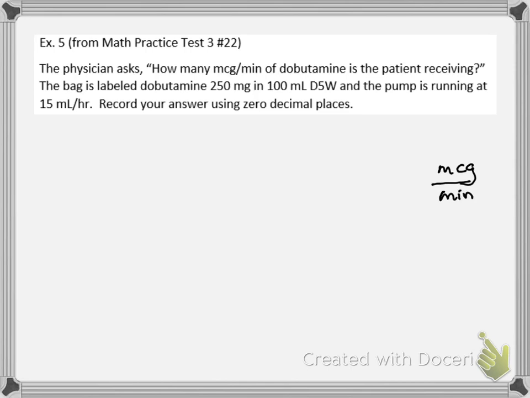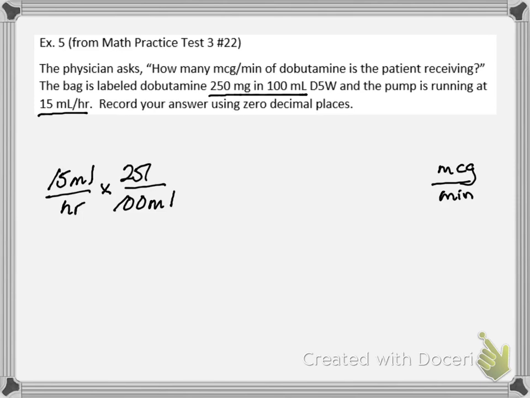So that is an IV, so I look for the rate. What is the rate that the patient is running at? And they're running at 15 mLs per hour. So that's where I start, 15 mLs per hour. Then I'm going to times it by the available. The available in this case is 250 milligrams in 100 mLs. So I have 100 mLs on the bottom, and on the top would be 250 milligrams.